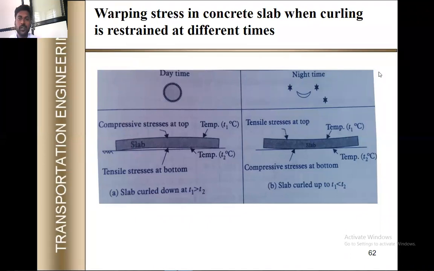So this is the effect of the warping stresses on the top and the bottom fibers during the day and night. It is shown here.